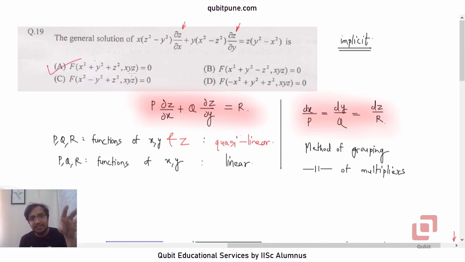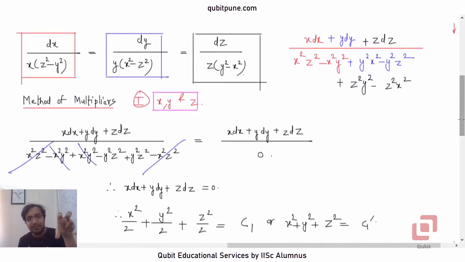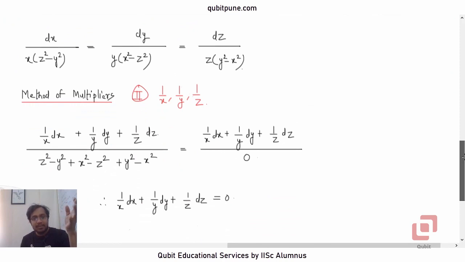Now you may ask how to find the second one, xyz. Then this is how we do it. The second set of multipliers, which by observation are 1 upon x, 1 upon y and 1 upon z. So if you repeat the process, the method of multipliers, 1 upon x, 1 upon y, 1 upon z, again the denominator is 0, because now you see that z squared minus y squared when added to x squared minus z squared gives us x squared minus y squared, because z squared goes, and when that is added to y squared minus x squared, everything else goes, so again you get a 0 here.